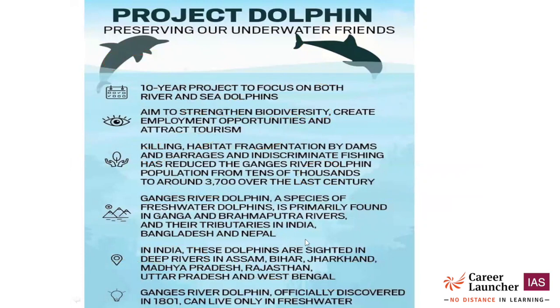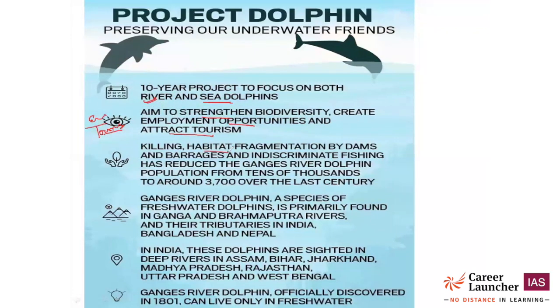Project Dolphin के बारे में कुछ points हैं जो हम लोग देख लेते हैं, क्या क्या है. So Project Dolphin: preserving our underwater friends. Okay, it's called a 10-year project to focus on both river and sea dolphin. So remember, it's both for river and sea dolphin. It aims at strengthening biodiversity, creating employment opportunities and attracting tourism. So tourism को भी बढ़ावा देना है, employment generation भी देना है. Okay, so it is a 10-year project program where we have to protect both river dolphin and sea dolphin.